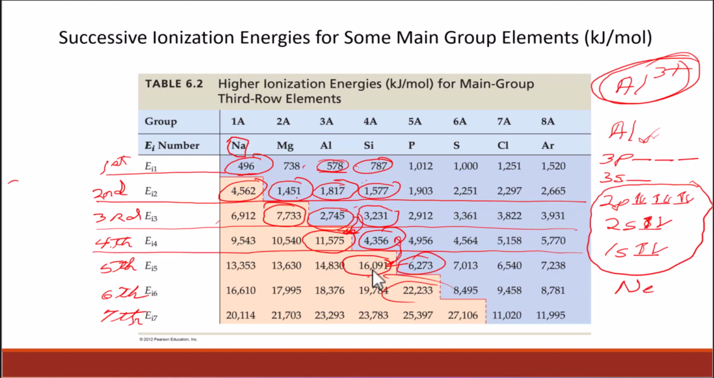And the reason that these numbers are getting bigger is because you have more protons in the nucleus, which pull more strongly on the remaining electrons.